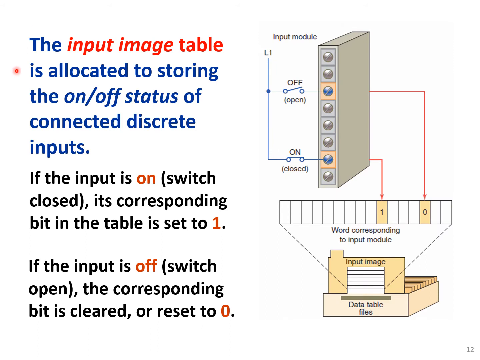The input image table is allocated to storing the on-off status of connected discrete inputs. If the input is on, switch closed, its corresponding bit in the table is set to 1. If the input is off, switch open, the corresponding bit is cleared or set to 0. So we had this topic already in the I/O lecture. Here we have one switch closed, the other one is open, and the allocation of the memory to each input and the status of those inputs, in this case 1 and 0. And here is the data table file or the input image.